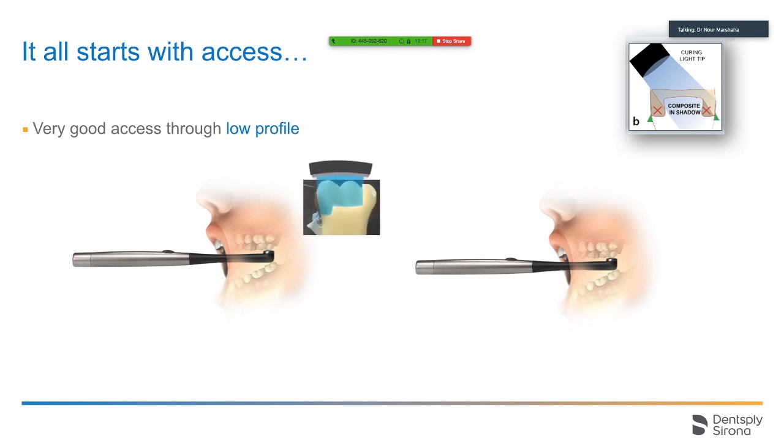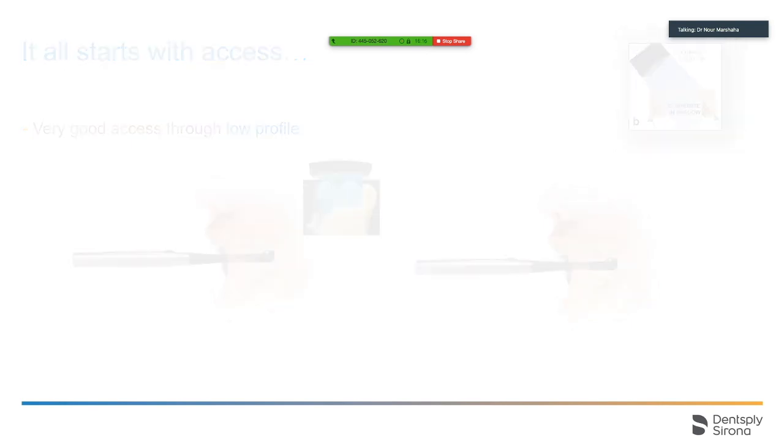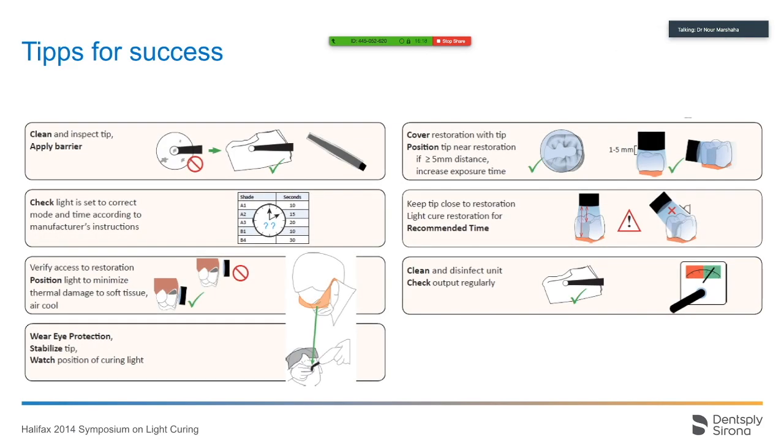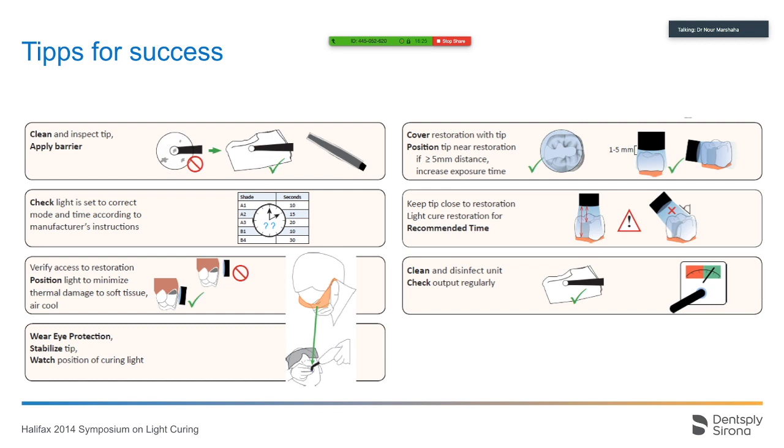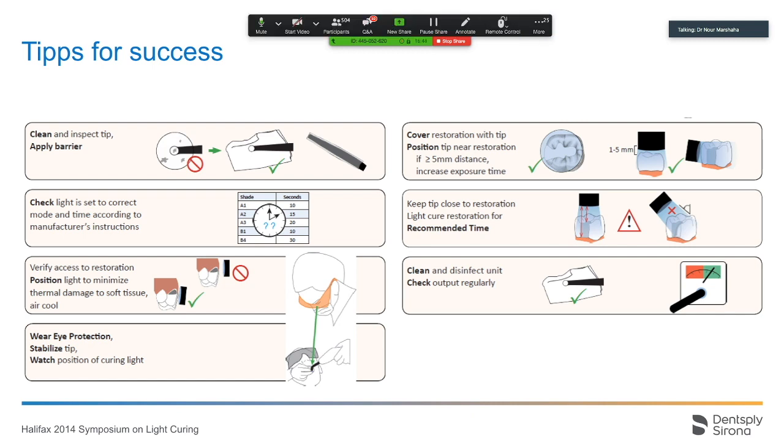So when you are going to do light curing for the restorations, you have to put it on a full coverage of the restoration. There are some tips for successful light curing. Before starting, you have to clean the tip of the light cure, and check the right time according to the manufacturer's instructions. You have to know how to access the restoration position, and don't forget to wear your eye protection and cover the restoration with the tip position.